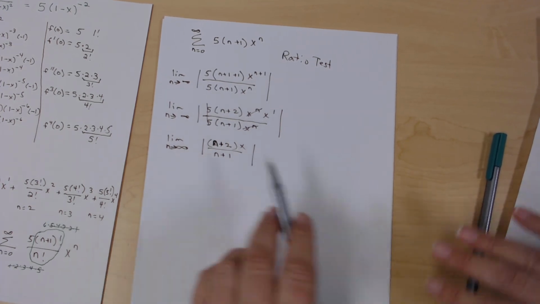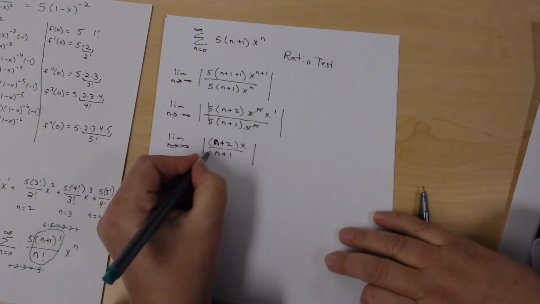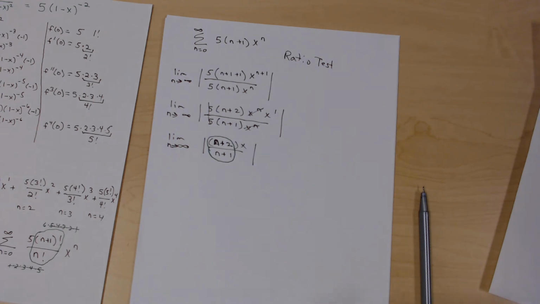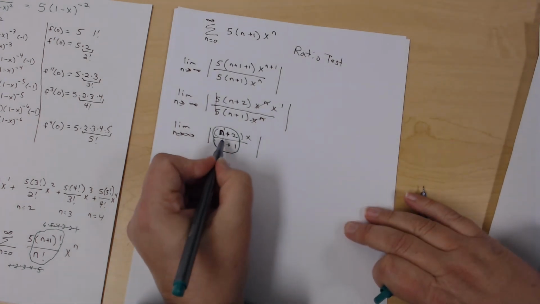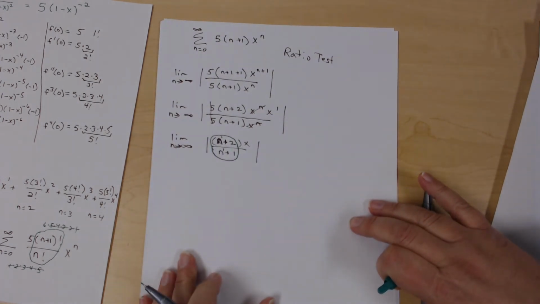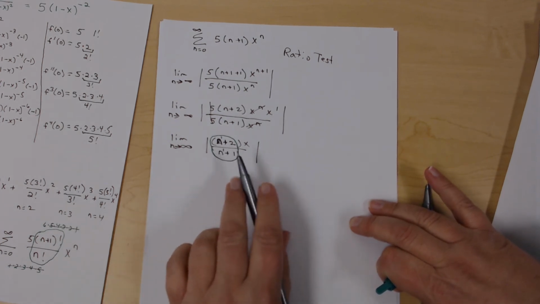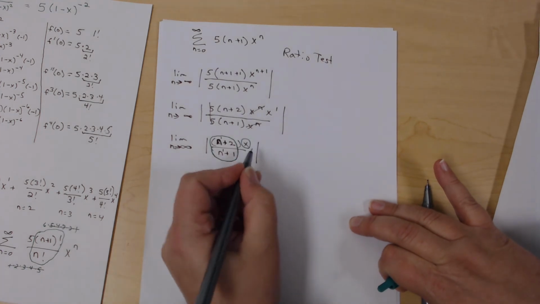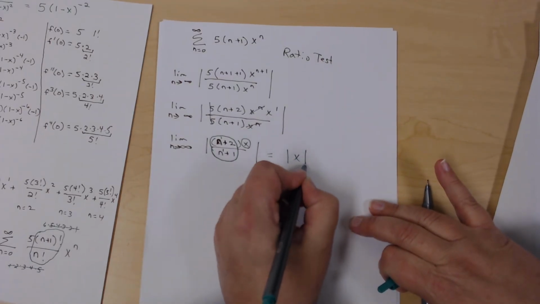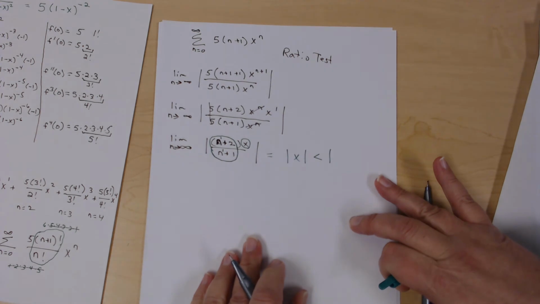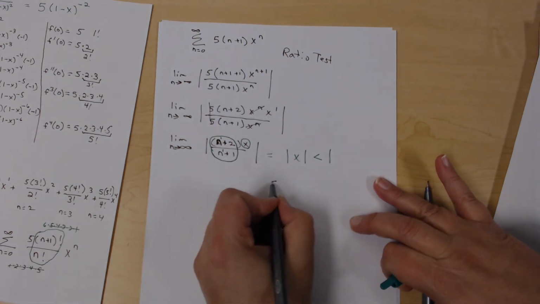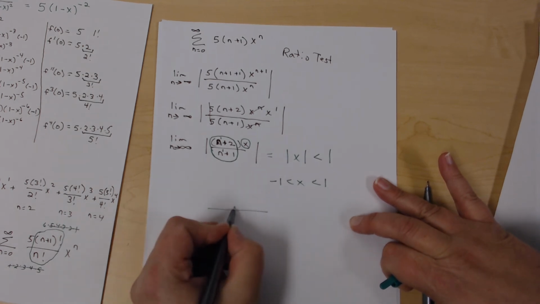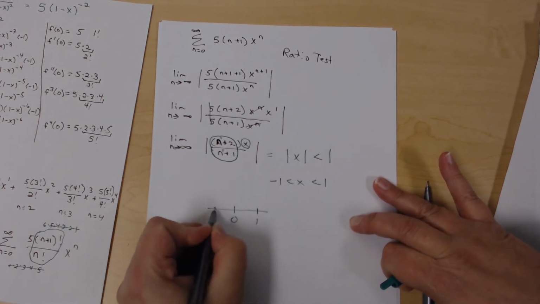Okay. All right, so now, what's the limit as n approaches infinity? If we're just looking at that, my exponents are the same, so the limit on the n's is 1. So I have 1 there, but I still have this x. So I have the absolute value of x less than 1. Okay. So negative 1 less than x, which is less than 1. I'm centered at 0, and I'm going from 1 to negative 1.